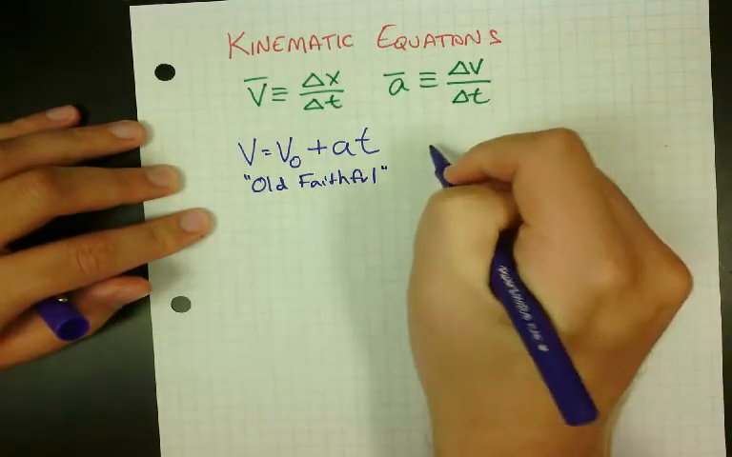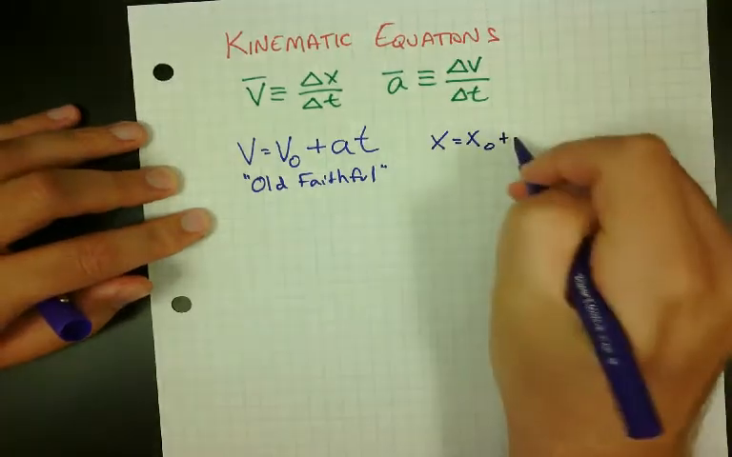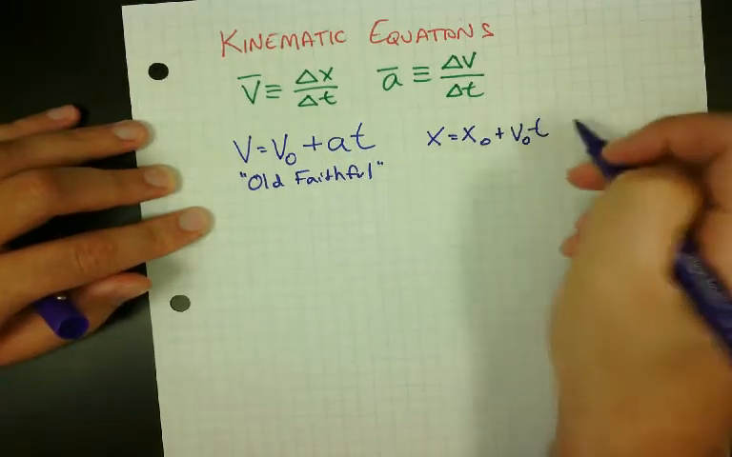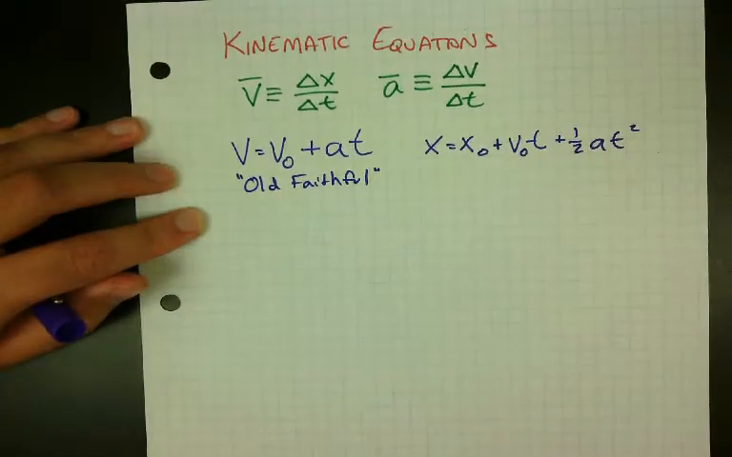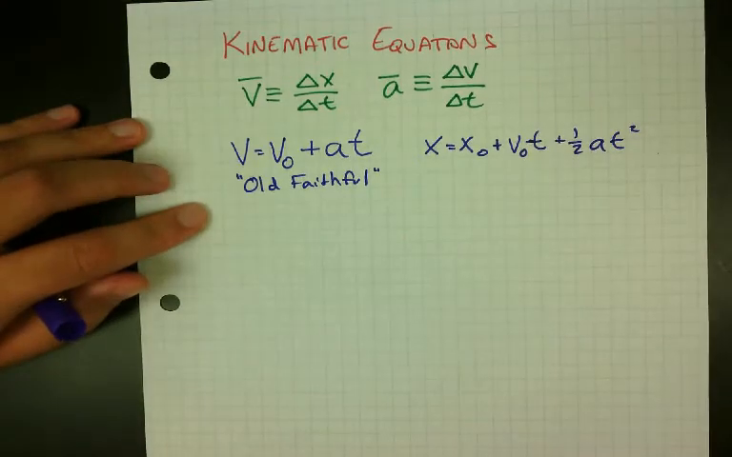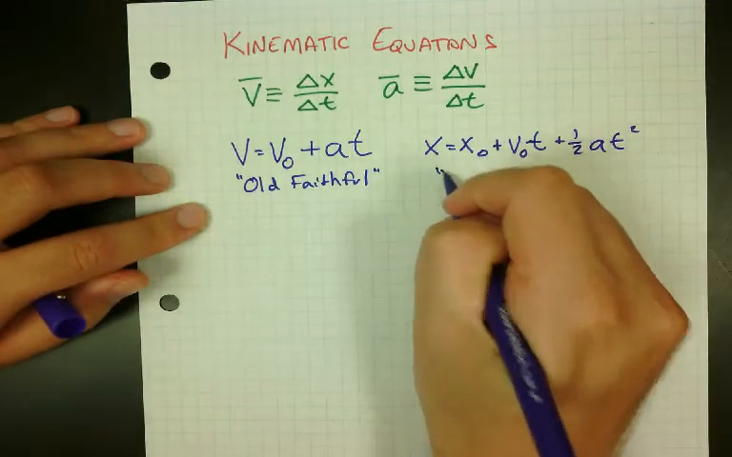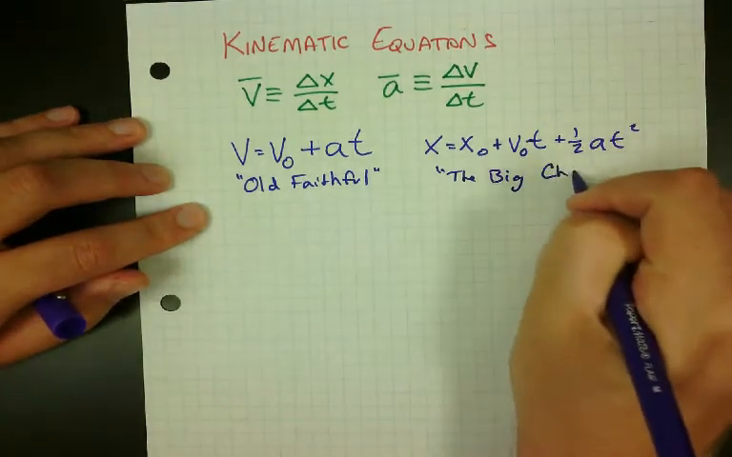And the next equation is x equals x naught plus v naught t plus 1/2 a t squared. This equation is a little bit harder to deal with because it's got a t and a t squared in it. So we could say it's a little bit spicier of an equation. So for that reason, I like to call this equation the Big Chalupa.